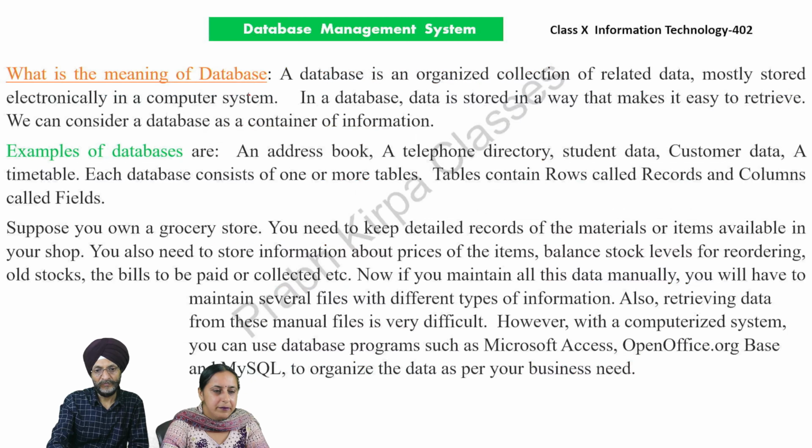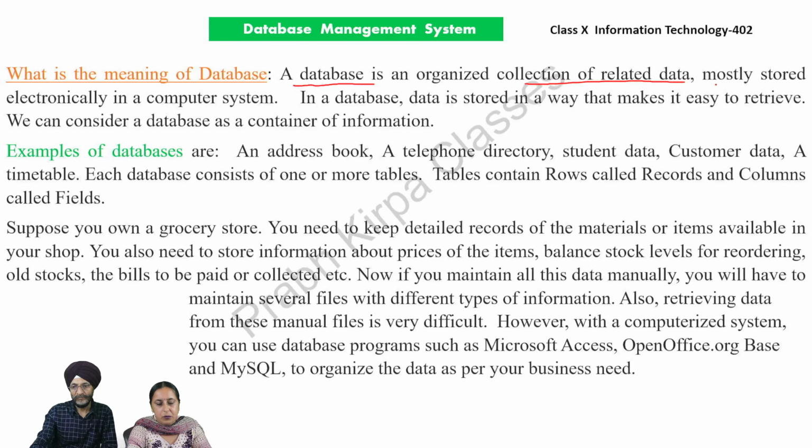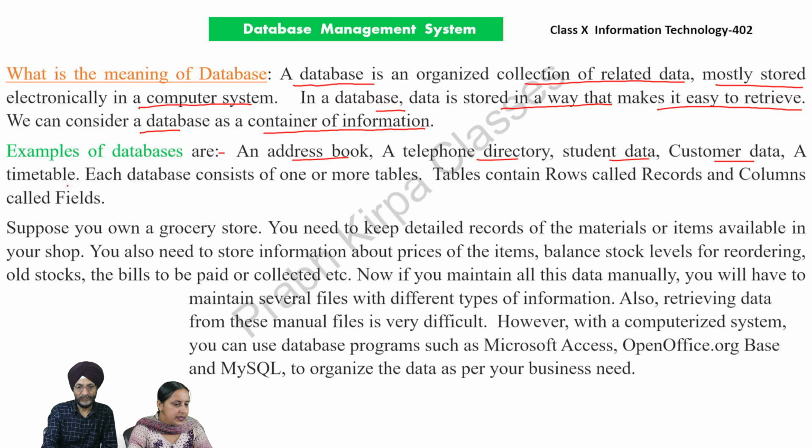Next, what is the meaning of database? A database is an organized collection of related data, mostly stored electronically in a computer system. In a database, data is stored in a way that makes it easy to retrieve. We can consider a database as a container of information. Examples of databases are an address book, a telephone directory, student data, customer data, a timetable.